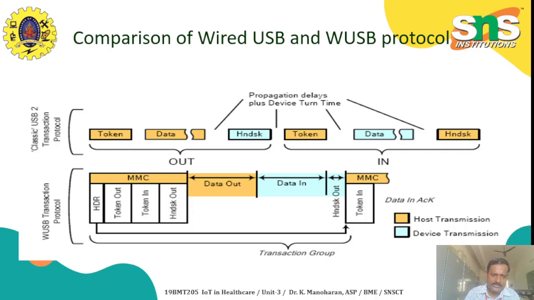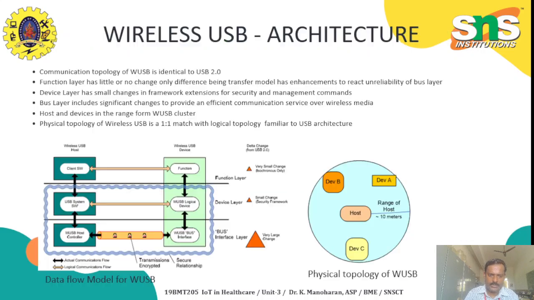Look at the wireless protocols. We have this header, token out, token in, again handshaking out, data out and data in, and handshaking out and then token in. So this is for wireless USB data protocols. This blue color indicates a device transmission and this indicates the host transmission. That means both host and device can communicate at the same time.